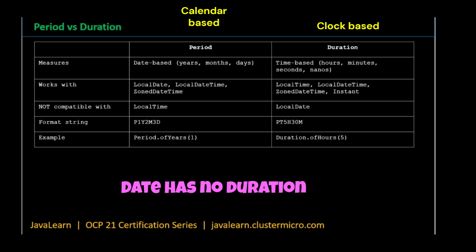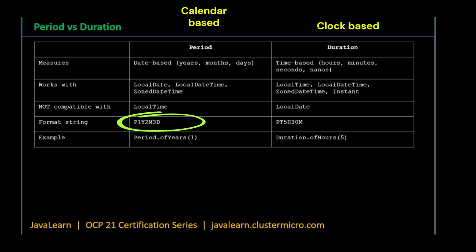Then we have period format P1Y2M3D, in row 4. This is the ISO 8601 format for periods. The P stands for period, then each component: 1Y means 1 year, 2M means 2 months, 3D means 3 days. So P1Y2M3D means a period of 1 year, 2 months and 3 days. If you call System.out.println on a period object, this is what you will see printed. The exam sometimes shows you a printed period and asks you to interpret it, or shows you a period and asks what its toString output would be.